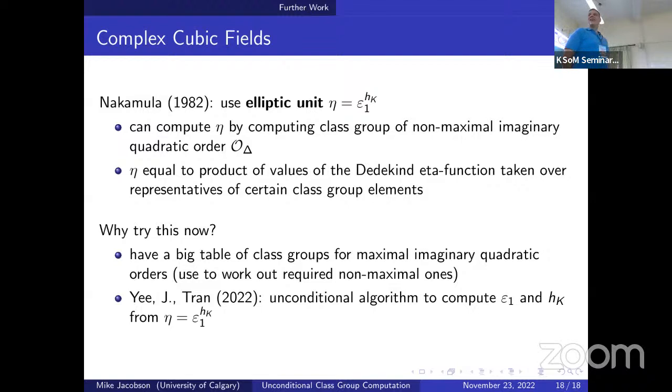So that's a little glimpse into some humble progress we've been able to make in this unconditional computation game. I'll stop with that. Thank you all for your attention.